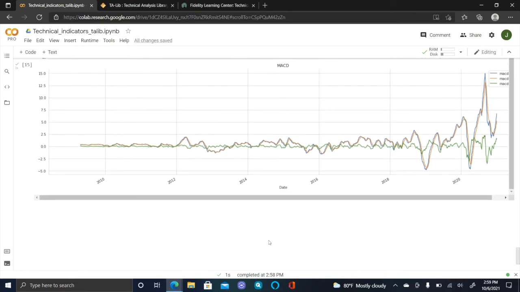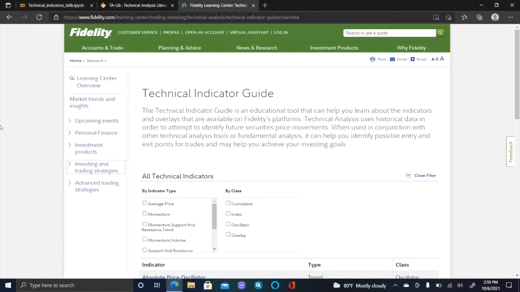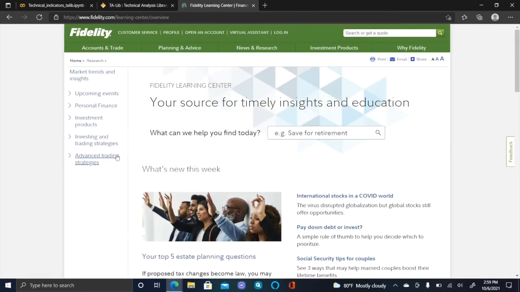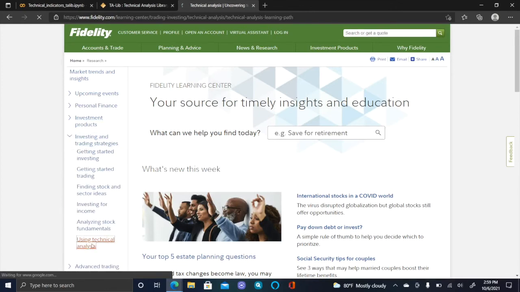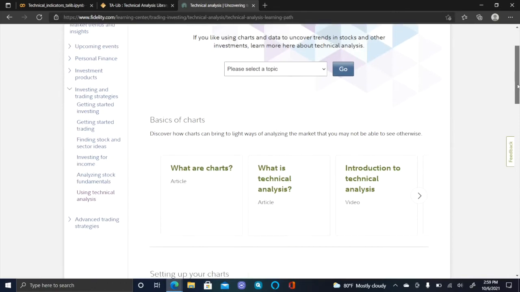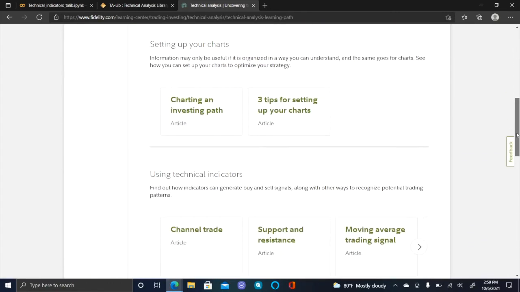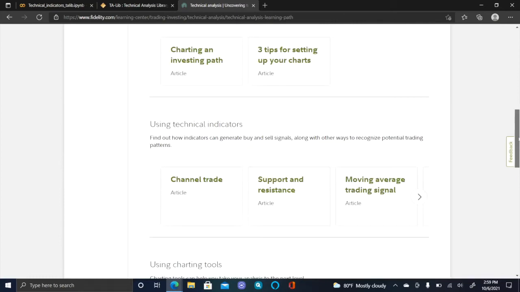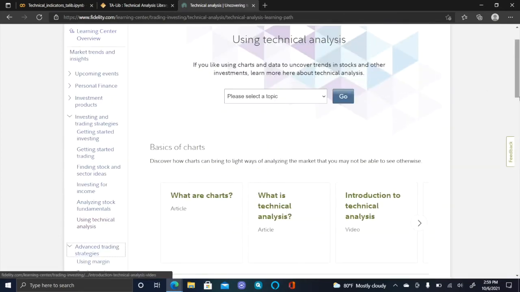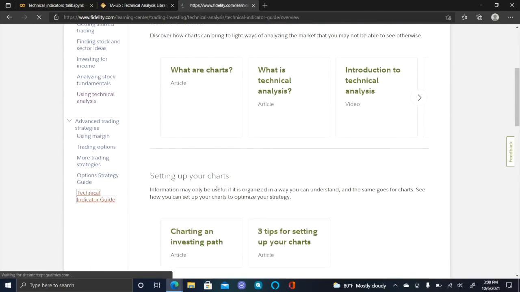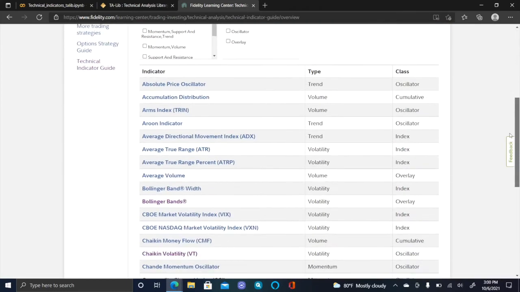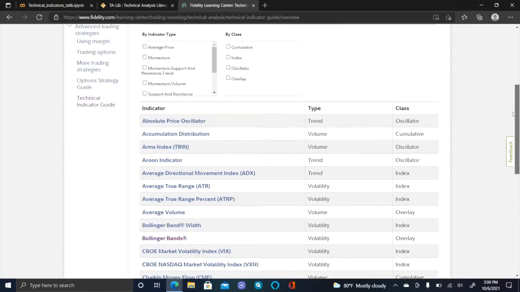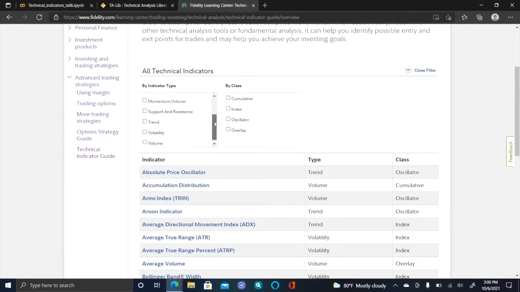Now, I promised I would show you guys where you can learn more about this kind of stuff. Fidelity's Learning Center actually has excellent resources on technical analysis. So this is what it looks like, Fidelity Learning Center. Down here, you can go to Using Technical Analysis. They've got all kinds of articles and videos on charting and technical analysis techniques that you can watch, and then under Advanced Trading Strategies, they've got the Technical Indicator Guide. And that just lists them. There are so many technical indicators that this is a great resource if you want to go find one.